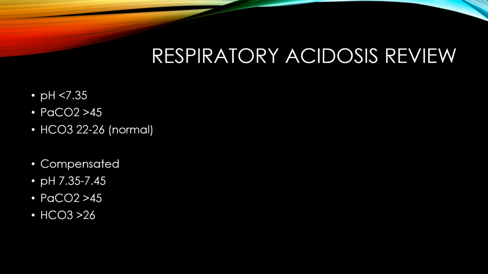And our PCO2, it's still going to be high. It's still going to be above 45. But our bicarb now is also going to be elevated, and that's because the kidneys have started retaining that bicarb. They've increased the amount of bicarb that is now available in our body. So to be fully compensated simply just means that the kidneys kicked in to correct that respiratory acidosis, and it brought back the pH to within that normal range of 7.35 to 7.45.